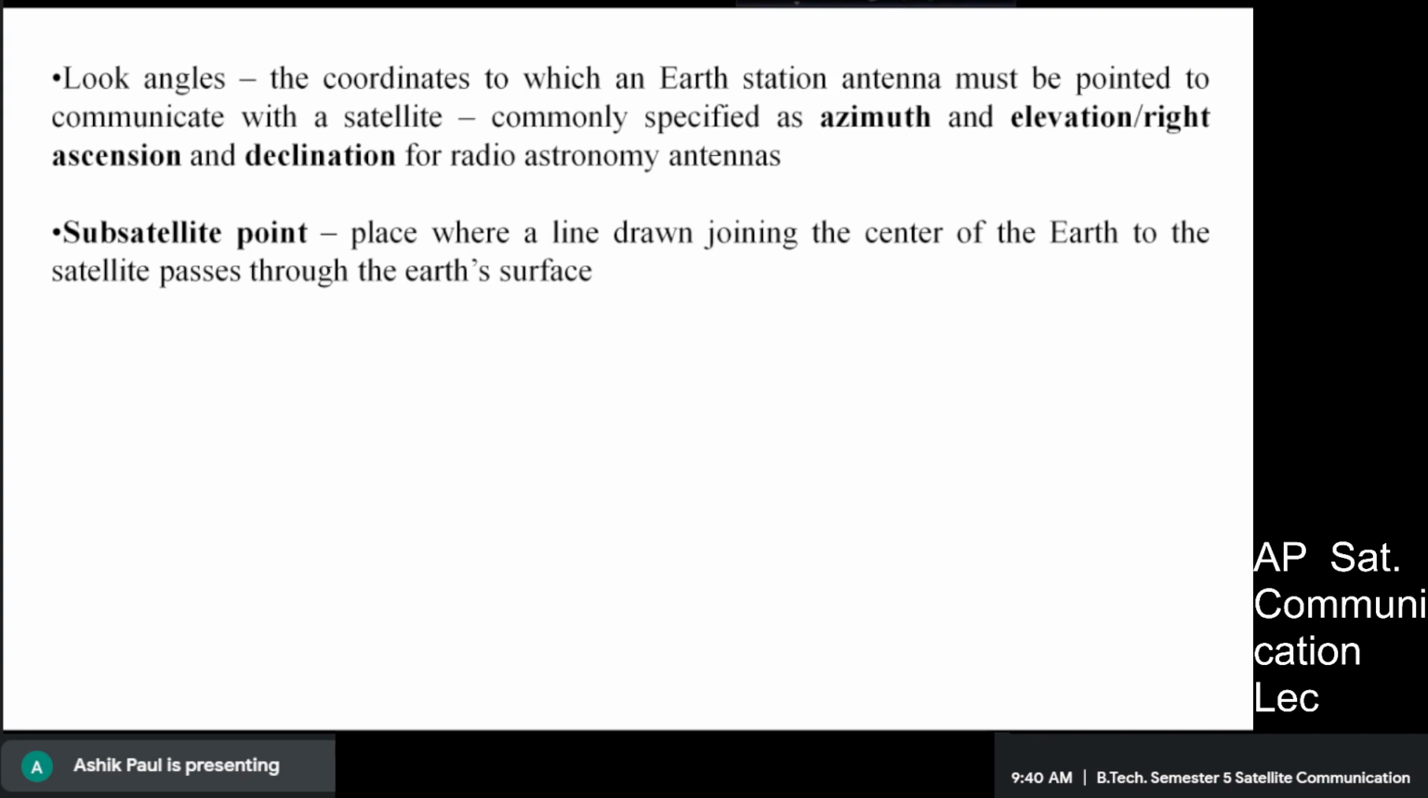Now, there is another definition which we should know, which is known as the sub-satellite point. The formal definition of this sub-satellite point is that if you join the center of the Earth with the satellite, then the point on the surface of the Earth through which that line passes is known as the sub-satellite point.